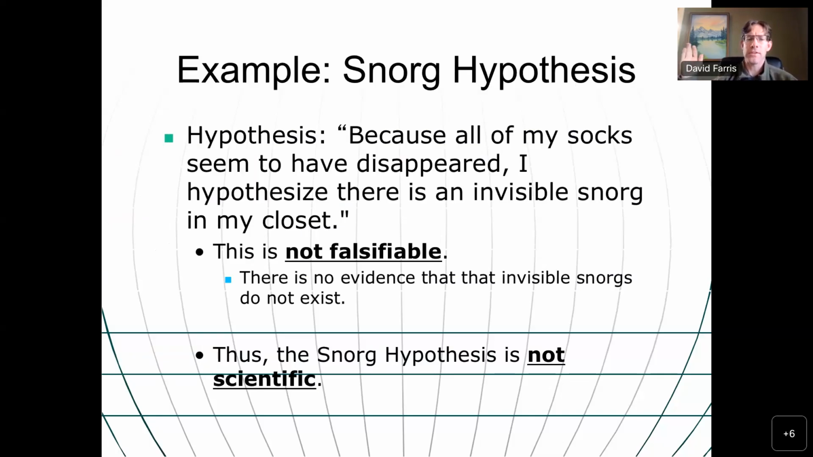And so you hypothesize that there's an invisible snorg in my closet that is basically eating my socks. However, snorgs are invisible. They have no smell. You can't touch them. And so there's no evidence that a snorg exists, except basically you're missing socks. This is not a falsifiable hypothesis. And so your snorg hypothesis is not scientific because you cannot prove it incorrect.